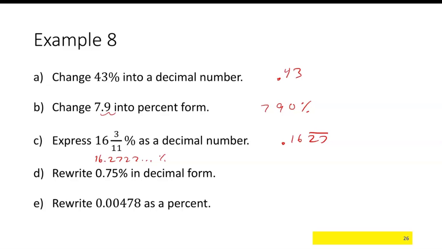0.75% in decimal form would mean to move the decimal 2 places to the left. So this would be 0.0075. And then 0.00478 as a percent, I'd move the decimal 2 places to the right. This becomes 0.478%.